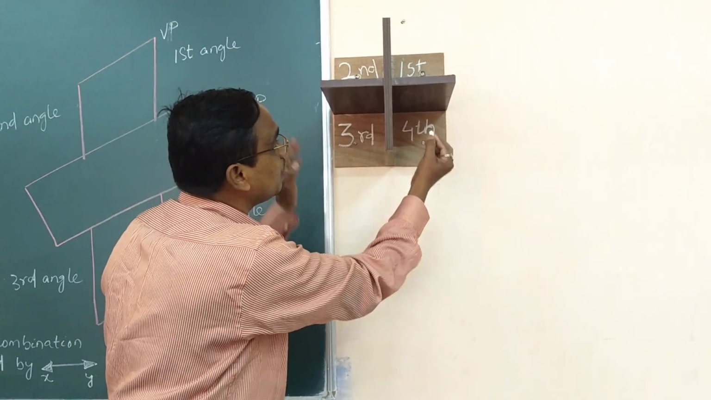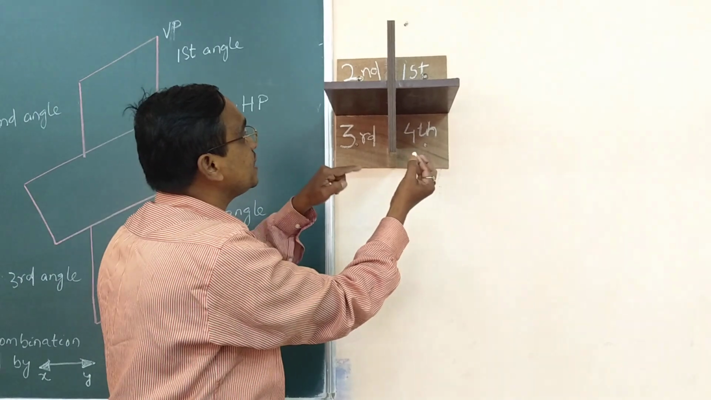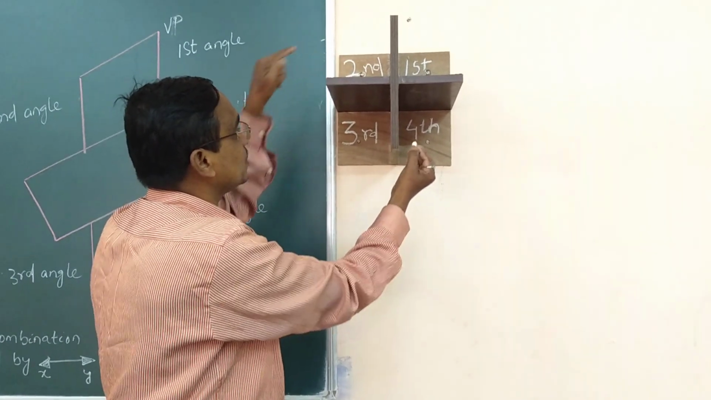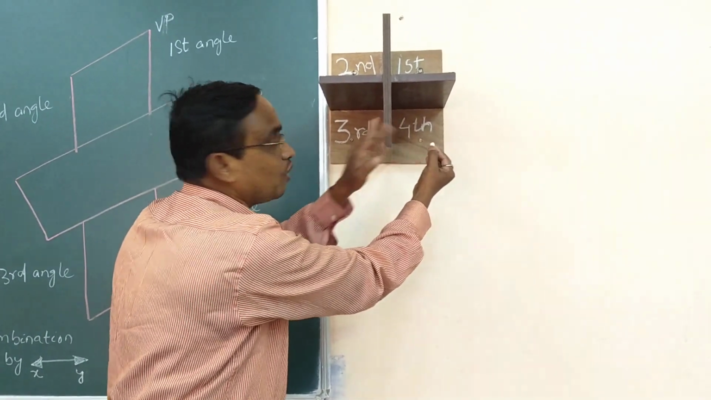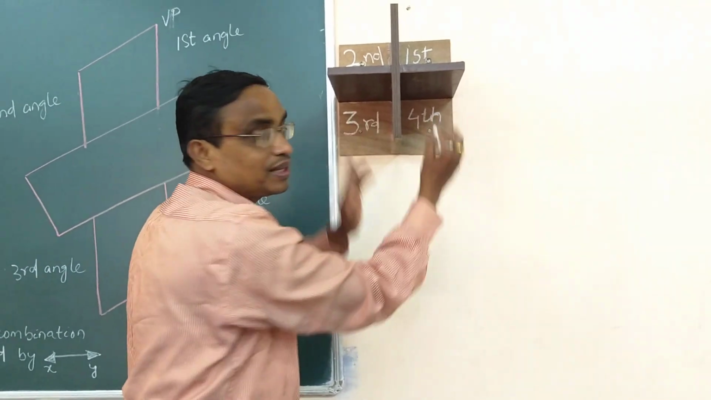So these are the various positions of a point in different quadrants. That is first quadrant, second quadrant, third quadrant and fourth quadrant, or we can say first angle, second angle, third angle and fourth angle projection.